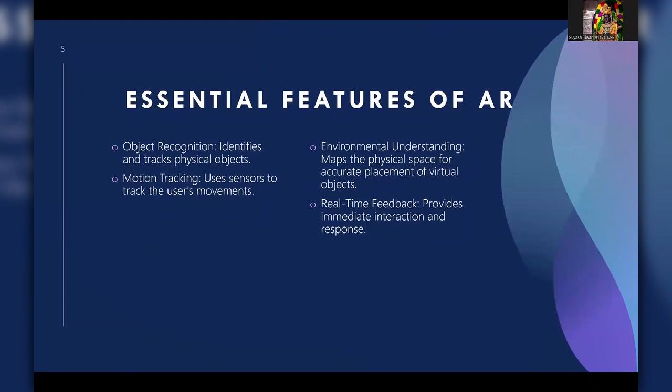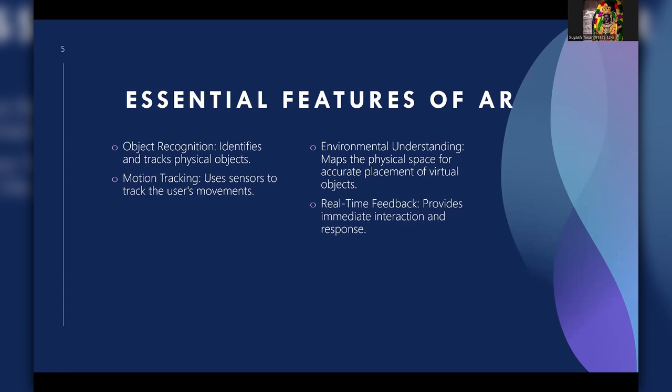Environmental understanding, that is, maps the physical space for the accurate placement of virtual objects. So environmental understanding means that by the help of augmented reality, physical spaces and accurate virtual objects can be easily understood. Like I talked about the Pokemon Go game, where there was a map, and on the basis of that map, the particular user has to roam around and catch the Pokemons. And this particular process of catching the Pokemon on the assigned map is done by the help of environmental understanding only.